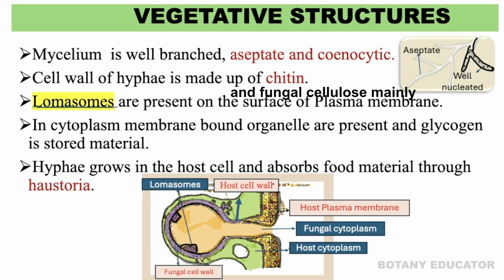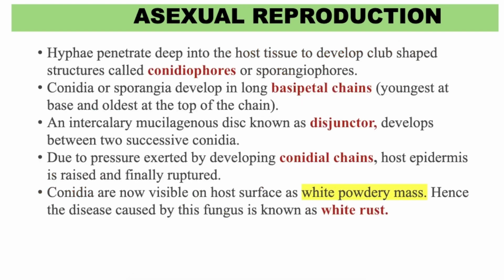Then how will the food be absorbed from the host? It will be absorbed by the haustoria. This is the structure of haustoria, in which hyphae grow into the host cell, and it imbibes the food material from the host plant, right? So these are the structures you can see in the vegetative form. Then these hyphae will penetrate deep into the tissues and start reproducing.